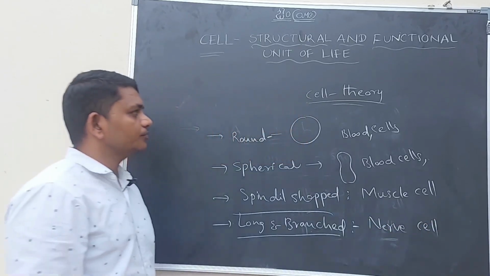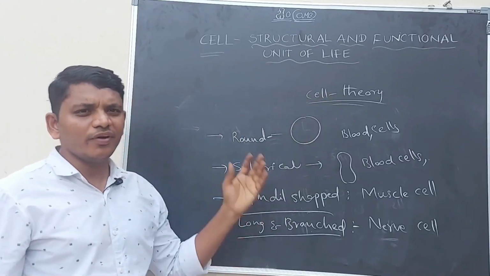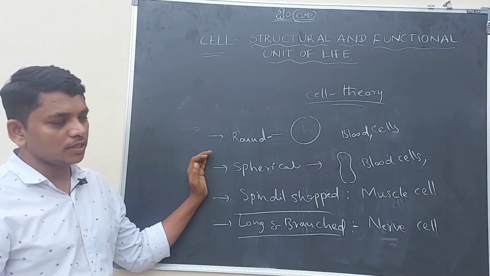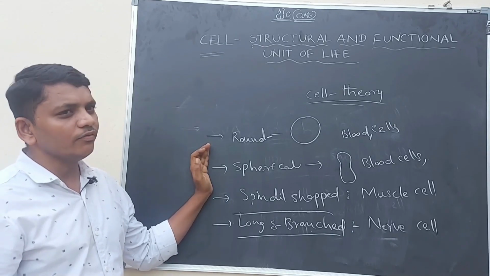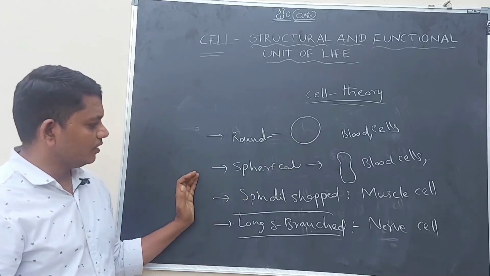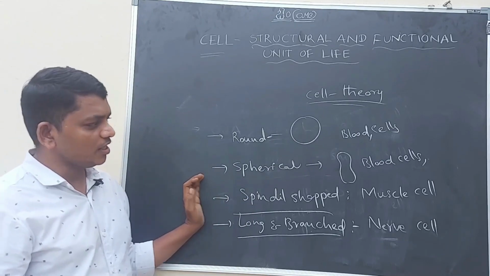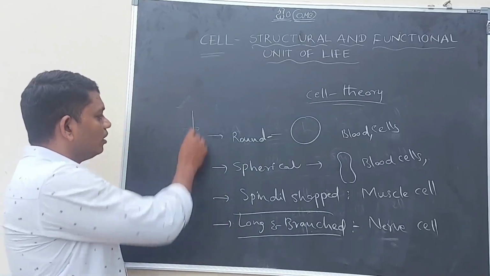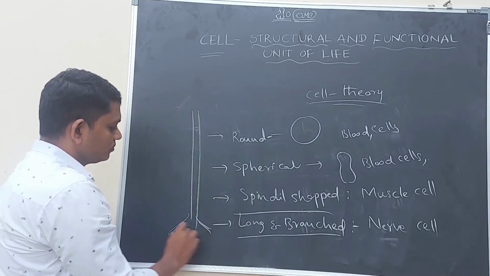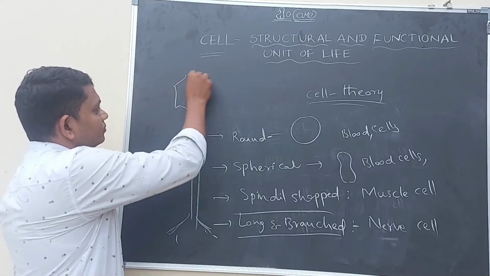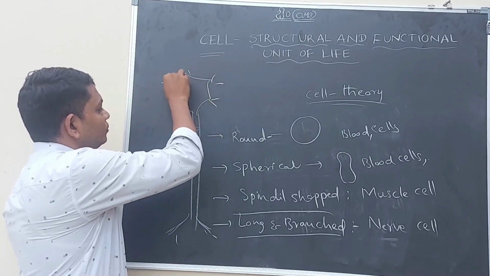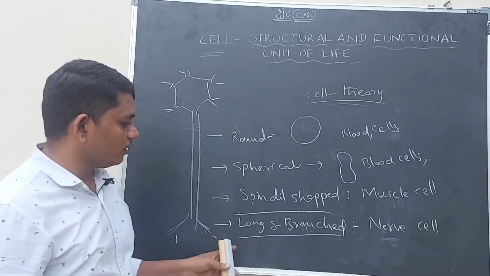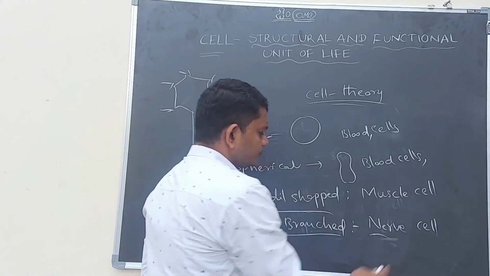Nerve cell. Again, the shape of the cell varies from animal to animal, plant to plant. Some are in round shape, some are in spherical shape. For the round and spherical shape, we can give examples: blood cells, and for spindle shaped, the best example is muscle cell, and long and branched, nerve cells. They are very long in the structure. They appear like this. So they are very long and branched. So the best example for the long and branched cells is nerve cells.